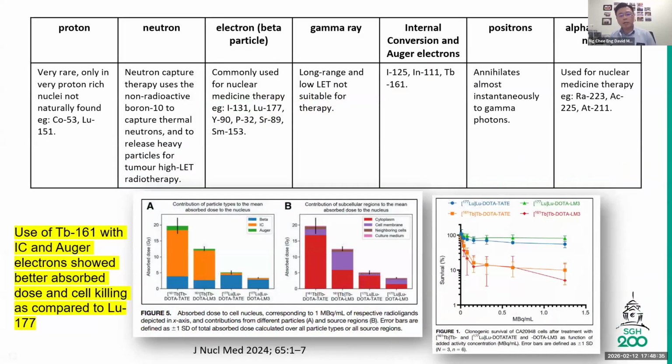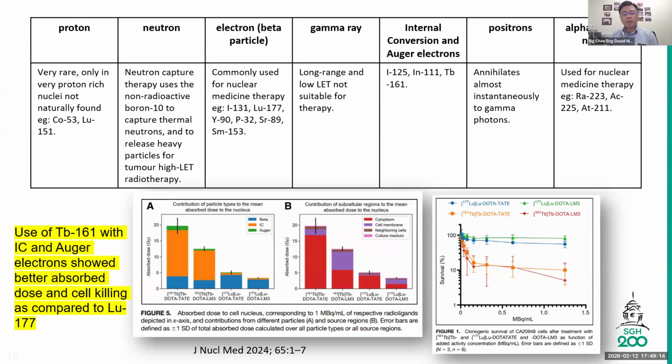So if you are talking about the radioisotope pole, we know that from radiation isotopes we have different types of radiation coming from isotopes. If we think very generally, we can get protons, for example, but unfortunately, we can't really use protons for therapy because proton emission is very rare, and it's only produced from very proton-rich nuclei, which are not naturally found, such as cobalt-53, lutetium-151.